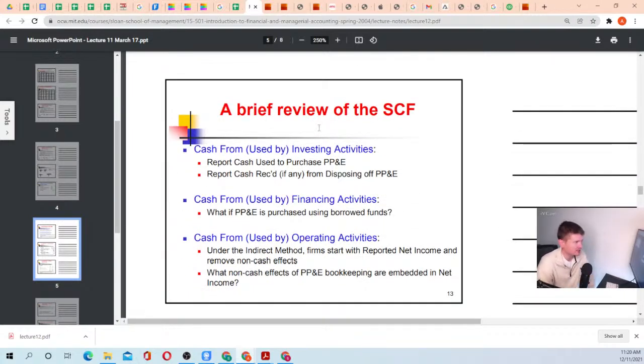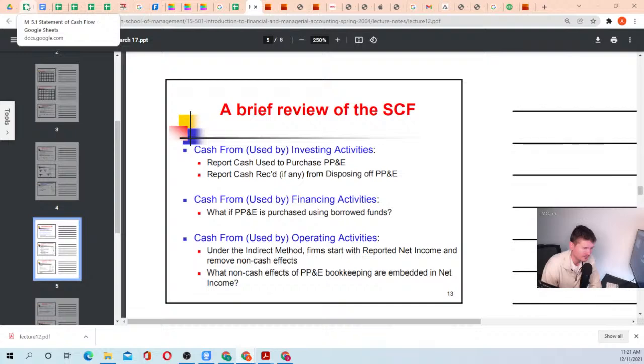Statement of cash flows. As you remember, a week ago we had lectures on cash flow statements, and this week we have practice on them. We reviewed what happens with PP&E transactions on a cash flow statement. When you have cash flow from or used in investing activities, you reflect PP&E purchased there. Cash received from disposition of PP&E also goes to investing activities.